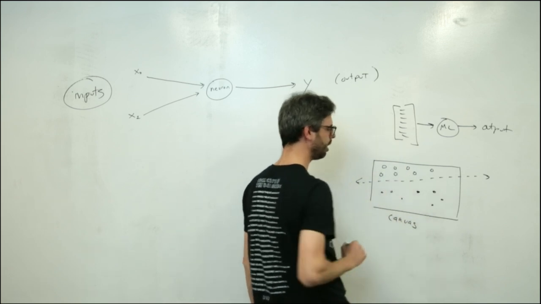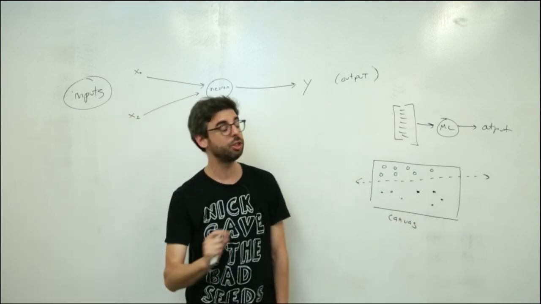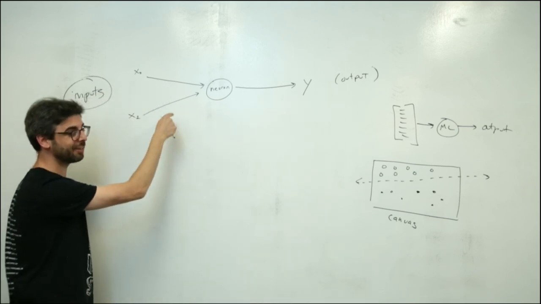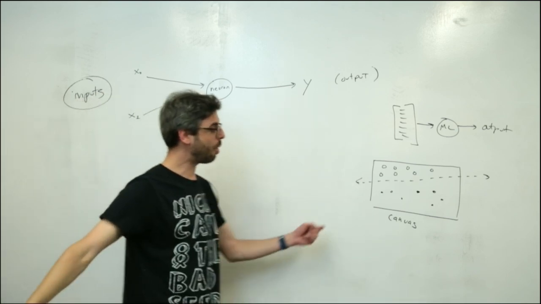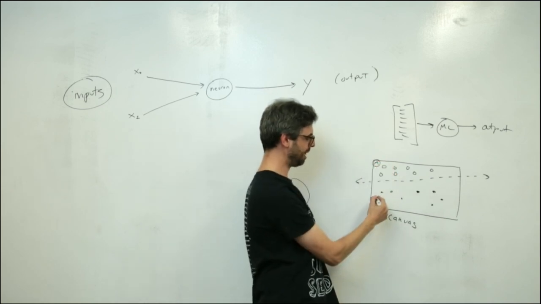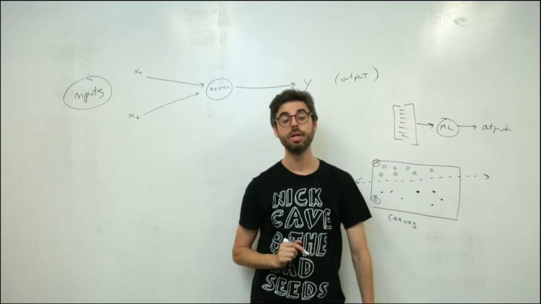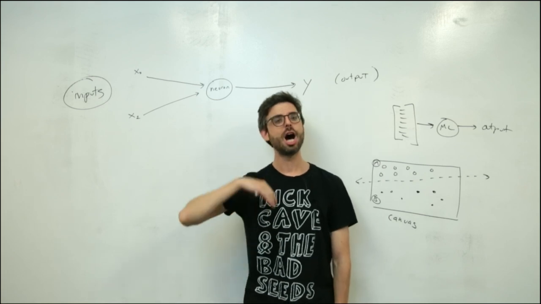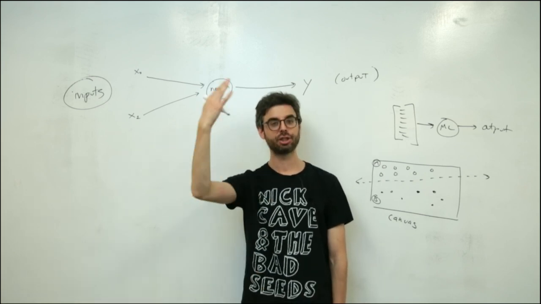So essentially, what I want to do is use this perceptron for a classification problem. I want to say that these belong to class A, and these belong to class B. And I'm going to use a supervised learning strategy.